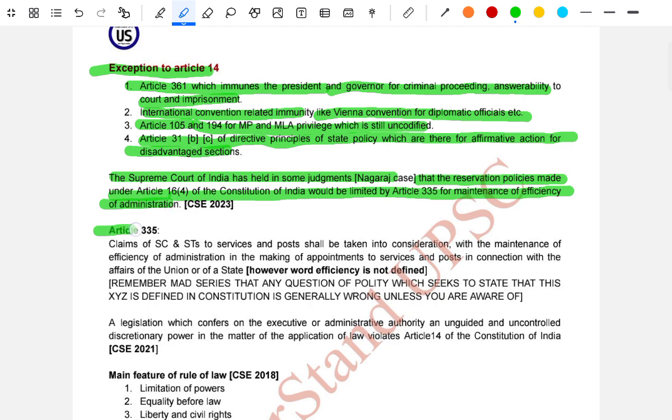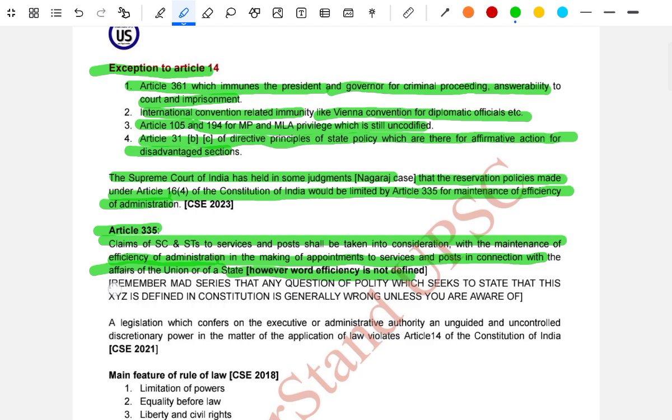Article 335: The claims of the SC and ST to services and posts shall be taken into consideration, consistent with the maintenance of the efficiency of administration, in making appointments to services and posts in connection with the affairs of the Union or the State. However, efficiency is not defined.